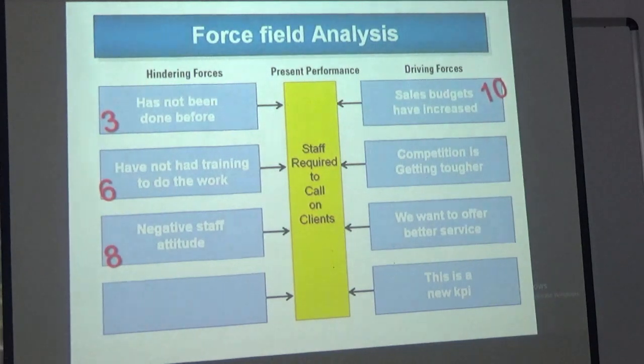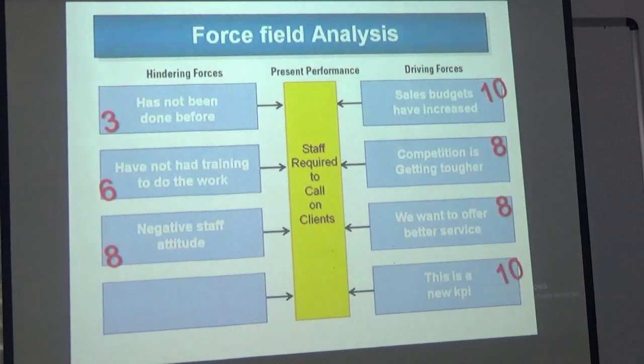It's the ultimate. Competition is getting tougher. That's an 8. Again, it's a fact. If we want to keep our jobs, we have to acknowledge that competition is getting tougher, therefore we have to compete. We want to offer better service, we'd say that's an 8. As part of our organisation's approach to improving, we see that as being very, very important. And finally, it's a new KPI. Well, that's a fact. It is a new KPI and we have to do it. It is a driving force. We might like it, but we have to do it.